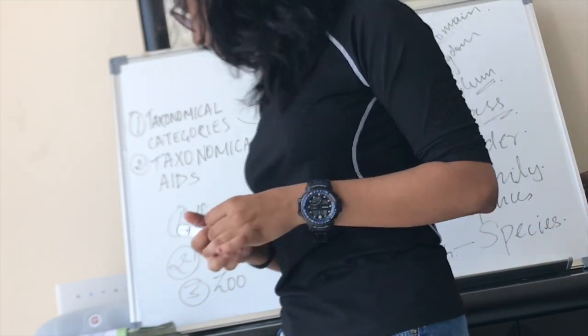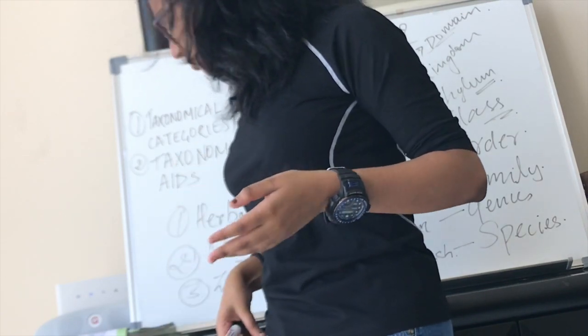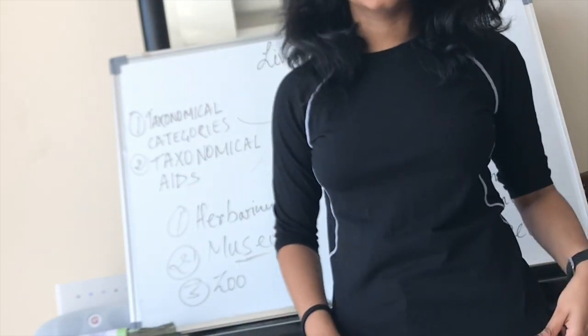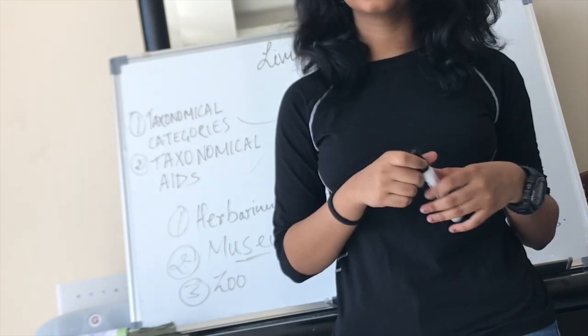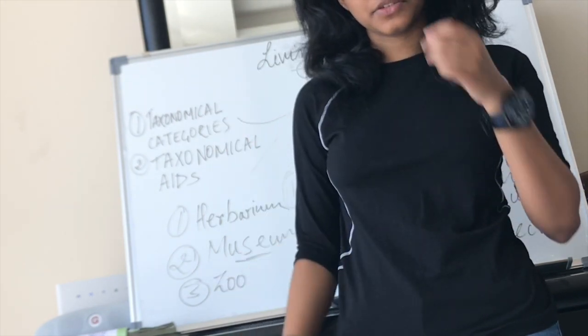And yeah, I don't think there's much to understand in keys anyways. You should also know that there are separate keys for each taxonomical category, that is species, genus, etc.